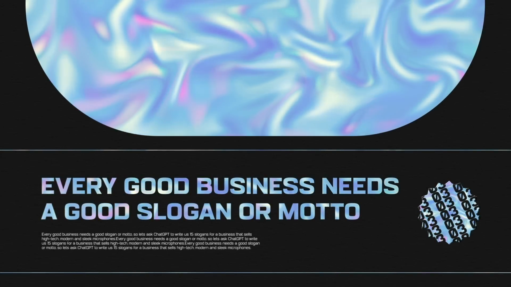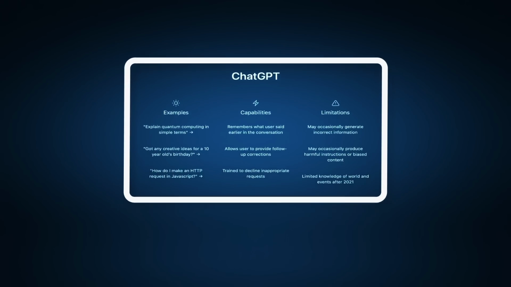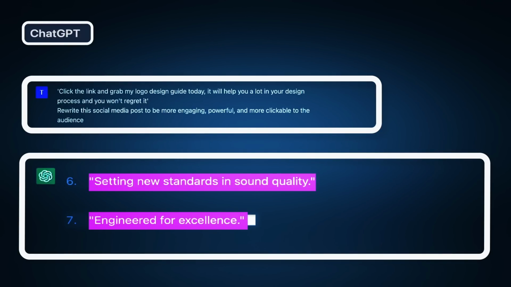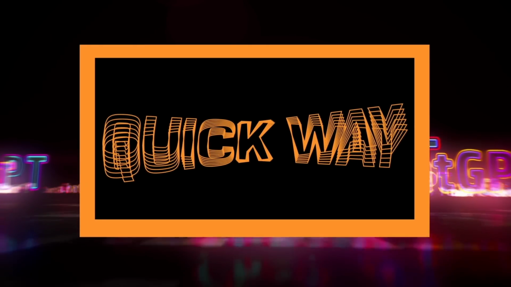Any brand designers out there or people who are starting their own business, this one is just for you. Every good business needs a good slogan or a good motto. So let's ask ChatGPT to write us 15 slogans for a business that sells high-tech, modern and sleek microphones. Obviously, some of these are just total pants and trash, such as "unleash your voice with our technology." But there are some really good starting points like "engineered for excellence" and "setting new standards for sound quality." Now, I would be careful with this and just check it hasn't straight up copied a slogan from an existing brand or something like that. But yeah, it's a quick way to get some decent starting points.